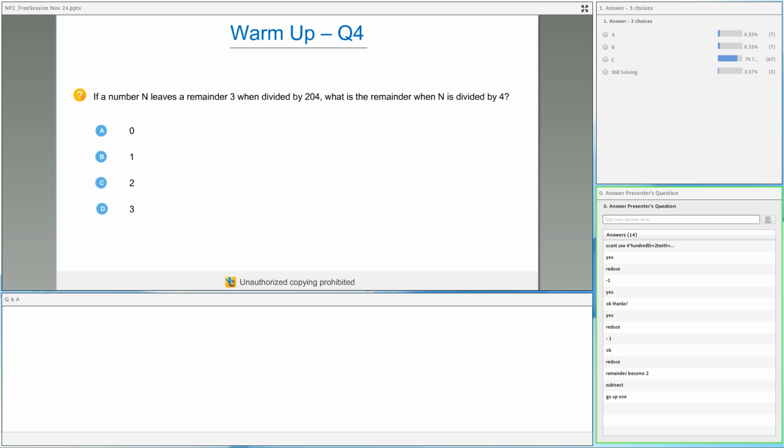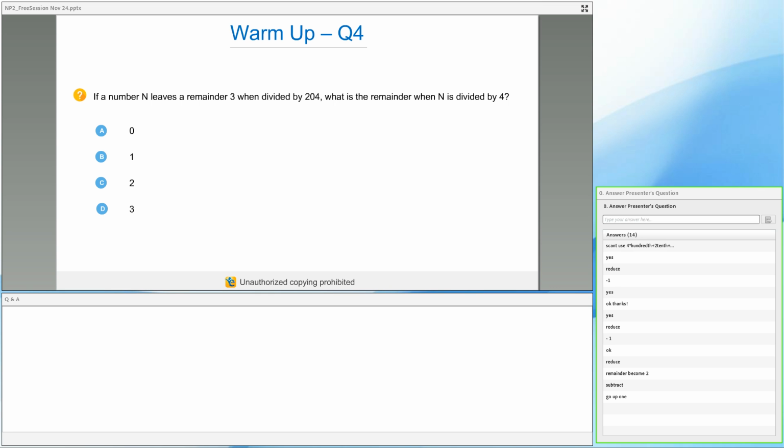Now the last two questions are slightly different. So far in the first three questions we were trying to figure out the divisibility rule of a number. Now this is mostly based on quotient and remainders. Let me bring up the answer choice. And here is the poll.